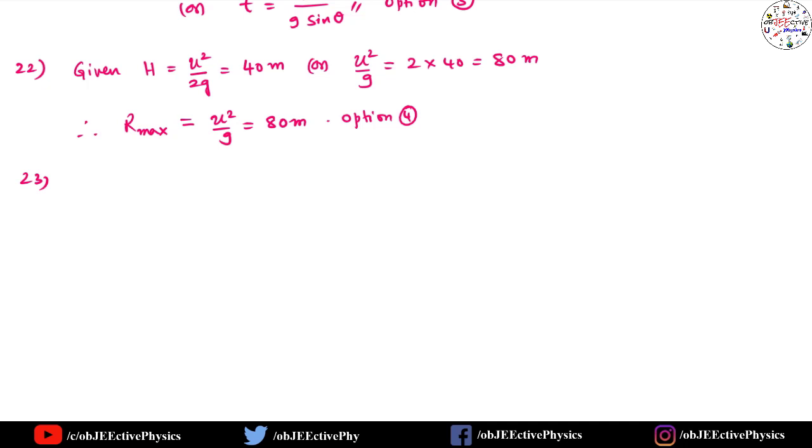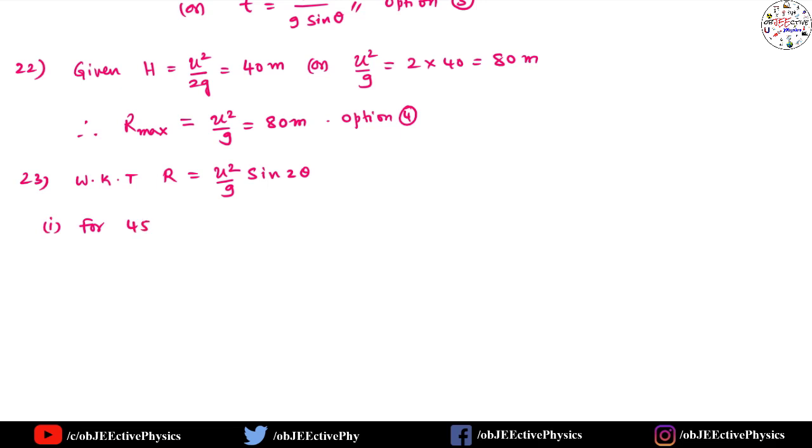Next, 23rd question. Galileo writes that for angles of projection of a projectile at angles 45 plus theta and 45 minus theta, the horizontal ranges described by the projectile are in the ratio of, if theta is less than or equal to 45 degrees. We know that range of a projectile R is equal to u square by g into sine 2 theta.